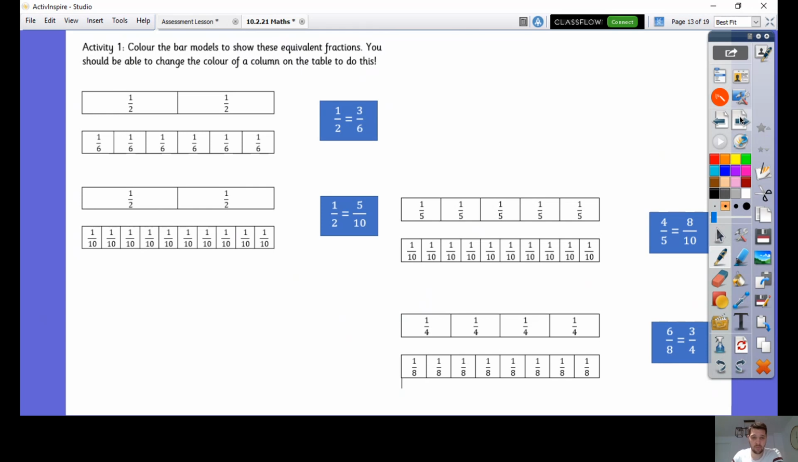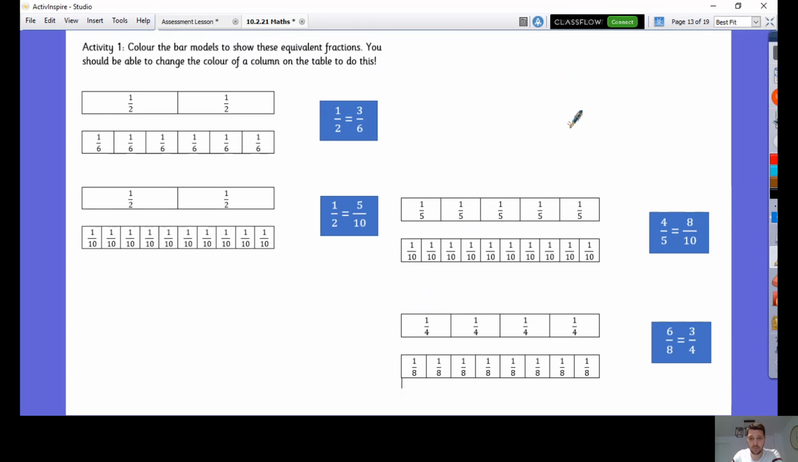It's all about equivalent fractions again. You will be able to use the fill tool to colour in your equivalent fractions, or you can draw them out, colour them, take a photo and upload it. Hopefully by the end of today you feel really confident with equivalent fractions. Good luck, enjoy, make it presented really, really neatly and colourfully.